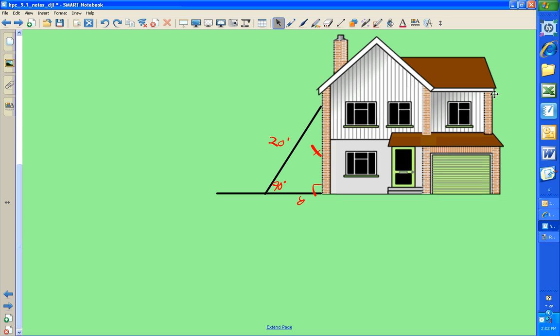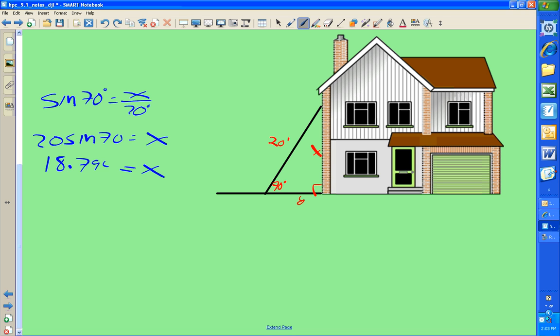I did sine 70 equals X over 20. So then 20 sine 70 is equal to X. What did X turn out to be? 18.7. In what measurement? Feet. Okay, because the ladder's in feet, our height up in feet, okay?